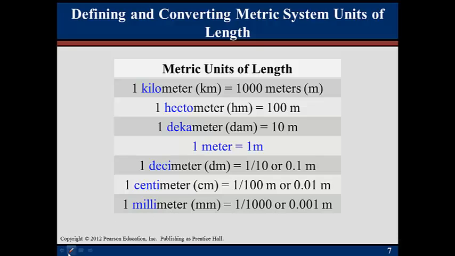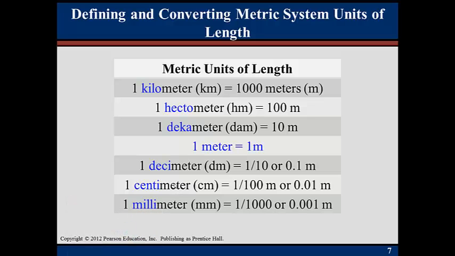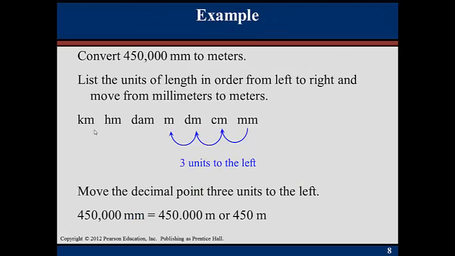When converting in the metric system, all you need to do is technically move your decimal a certain number of places, either to the left or to the right. So here's an example. We're going to convert 450,000 millimeters into meters. So the first thing we're going to do is locate the millimeters, which is here. And we want to go over to meters. Therefore, we're going to count how many times we basically jump until we get to meters.